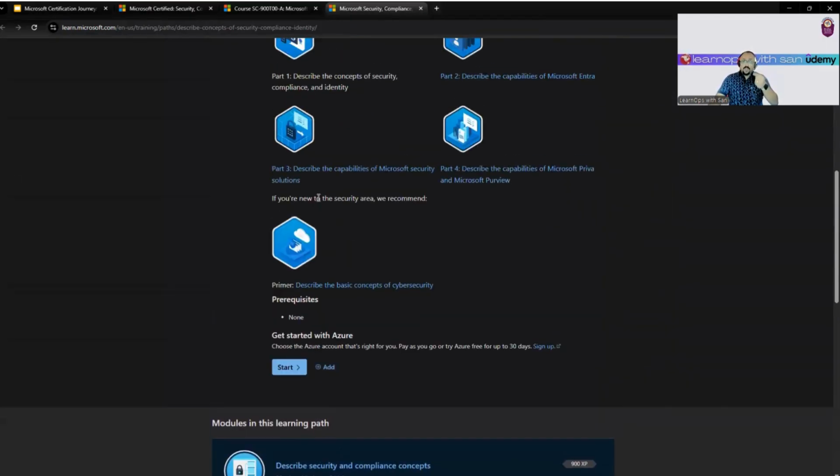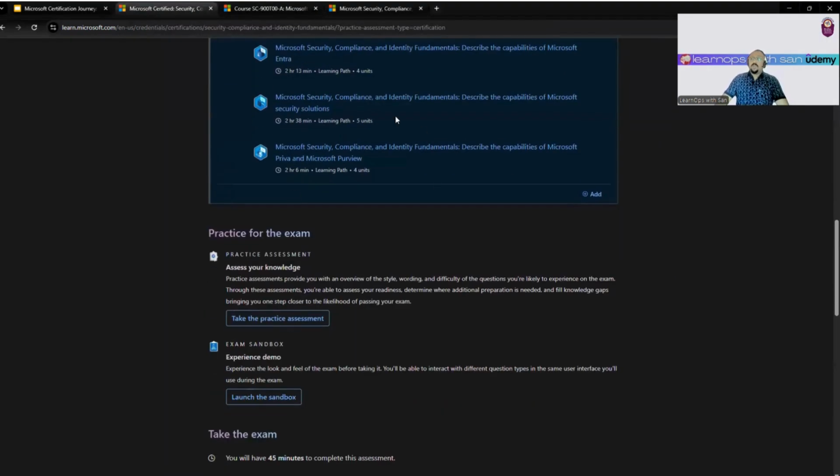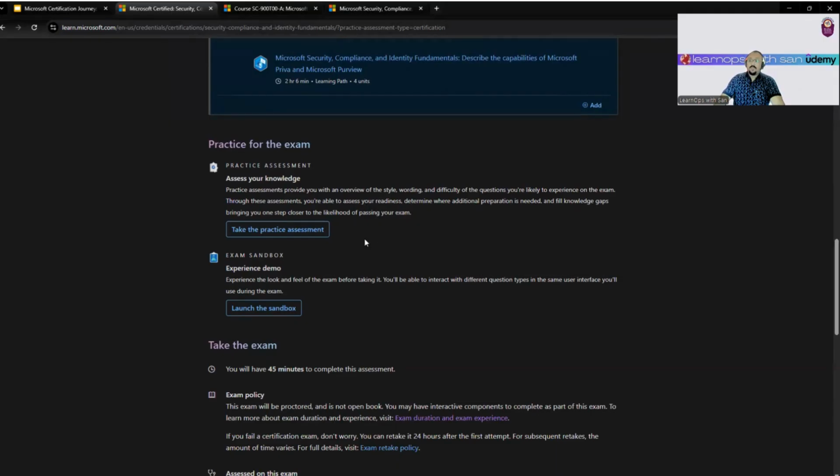So if you very structurally create your learning path through the Learn portal and follow it rigorously, it is more than enough for you to be confident on the fundamentals exam and go and book one. Okay, my recommendation is, once you're done with the learning path and you've completed all of them, go and sit for the practice assessment.